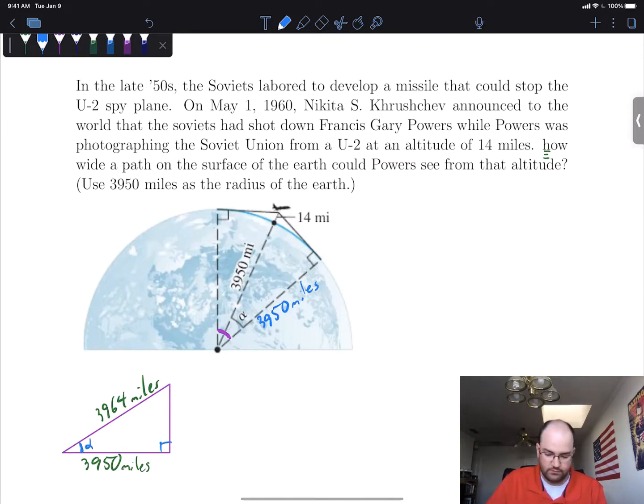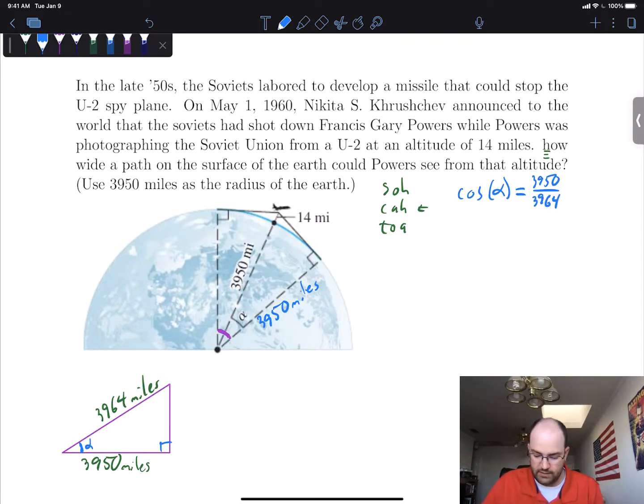And if this is the right angle, notice that in terms of alpha, this side is the adjacent and this side is the hypotenuse. Adjacent, hypotenuse, so-called TOA. That would be cosine. So I can use cosine of the angle alpha is equal to the adjacent 3950 divided by the hypotenuse 3964. Now alpha would simply be the inverse cosine of this value.